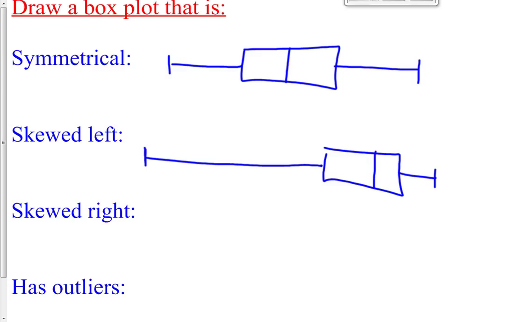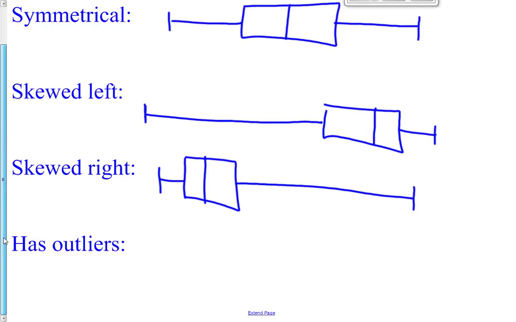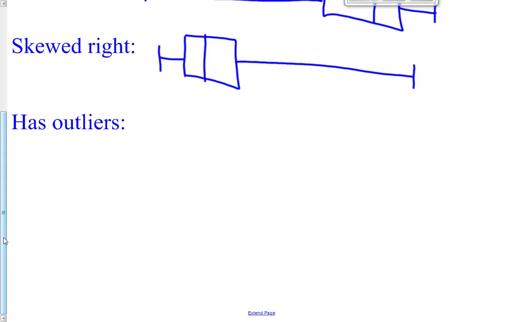Skewed right would then be the exact opposite. Most of the data would be on the left side, so our minimum and our Q1, Q2, Q3 would be very much to the left, and then it would skew to the right. So that would be a good picture of a skewed right box plot. Last one we'll draw is one that has outliers. So one that has outliers, and you'll find this as we do this on our calculator in the future.